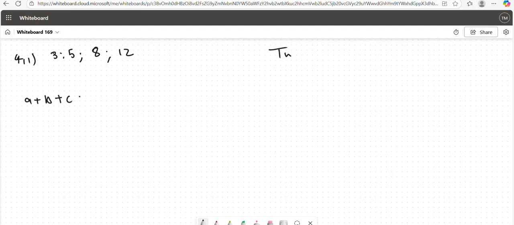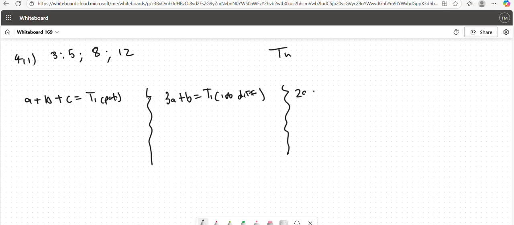A plus B plus C is equal to term 1 of the pattern. The second one says 3A plus B is equal to term 1 of the first difference. Sorry, there is no such thing as the second diff here; this is the first diff. The last one is 2A, which is equal to term 1 of the second difference.